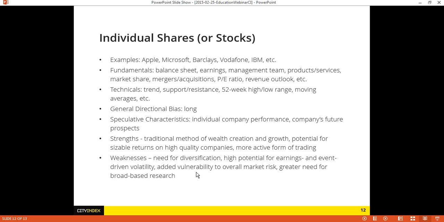High potential for earnings and event-driven volatility, and there's added vulnerability to market risk. Greater need for broad-based research. Okay.